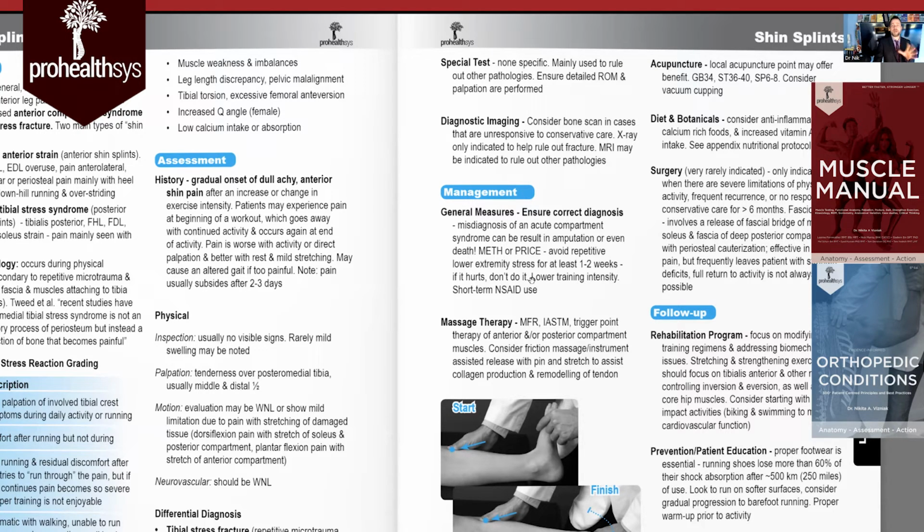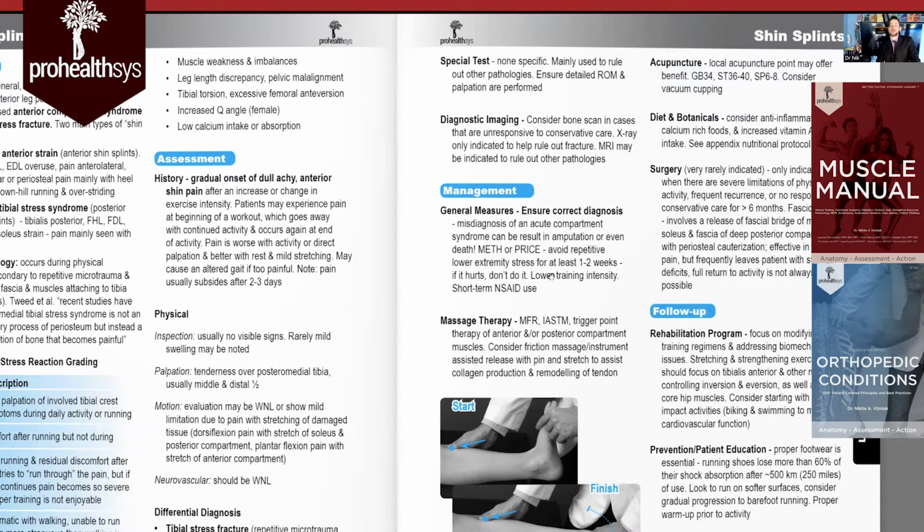Management. It is foundational that you give the correct diagnosis. Have I mentioned shin splints is a crap diagnosis? Do not say that ever, okay? So depending on the cause, then you're going to be giving specific treatments based on that.